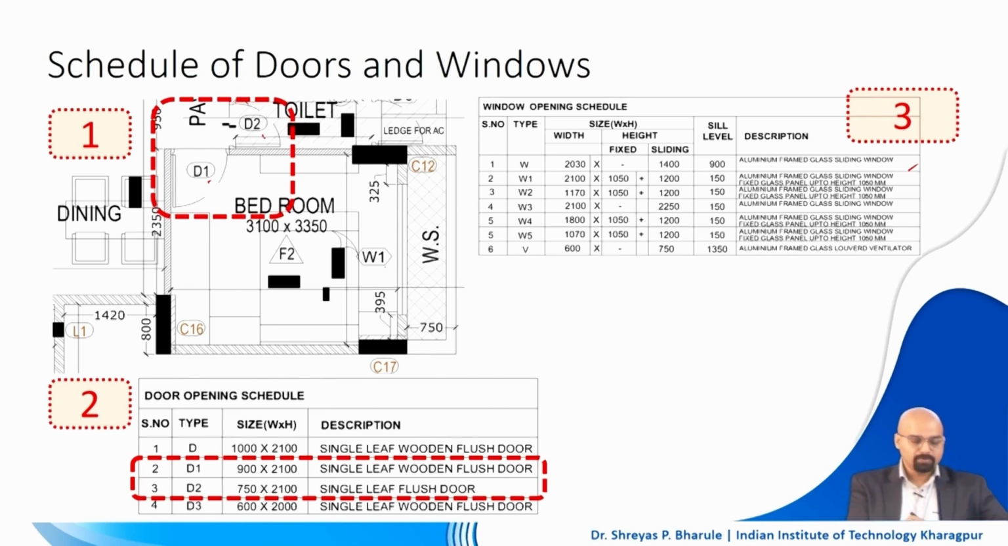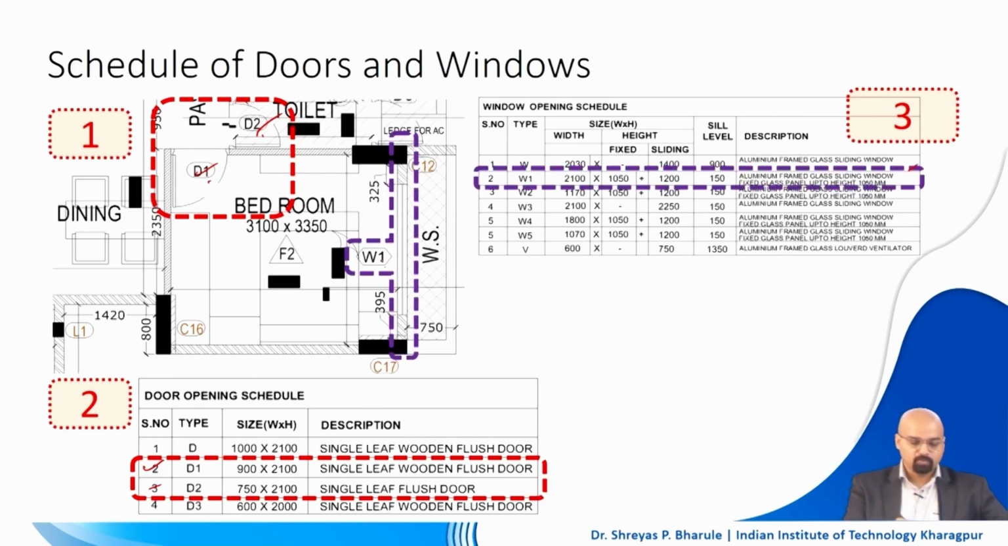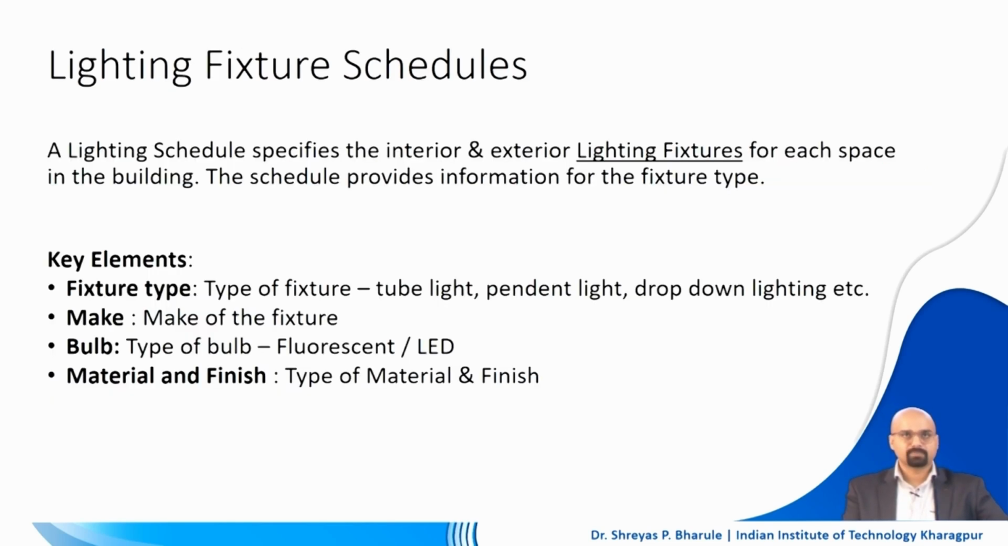So, when you look at D1, D2, they are being mentioned at position 2 and 3 in the schedule. When you look at W1, which is here, that is mentioned at serial number 2 in the window schedule. So, this is the way you link the drawing with the schedule. This is how you communicate to the vendor, or the person who will be executing this particular building, what are the types of joineries, doors and windows which are to be used, right.